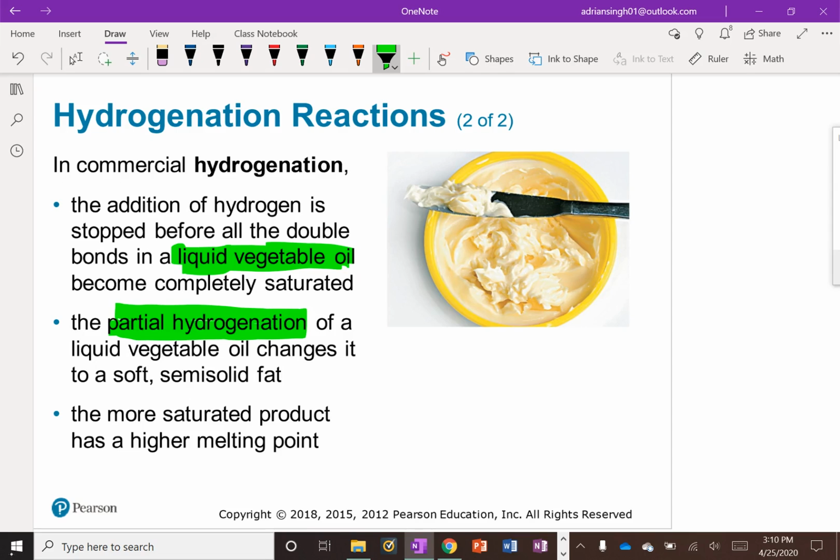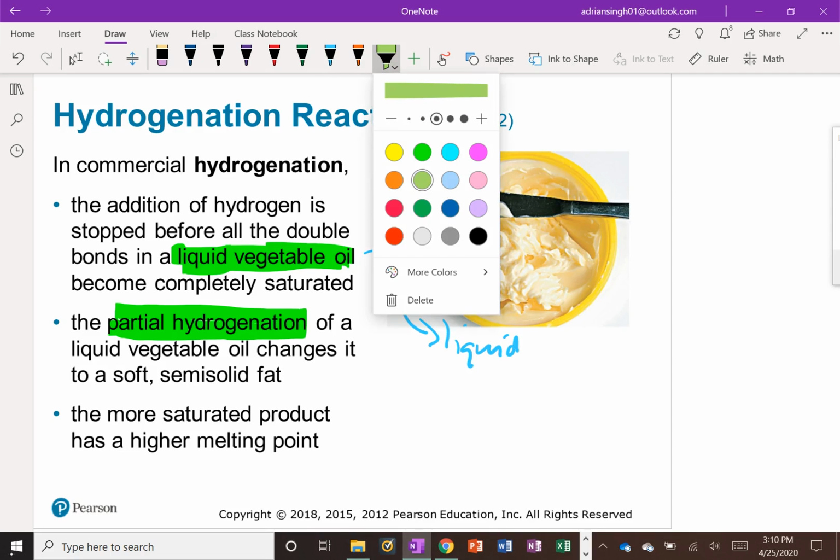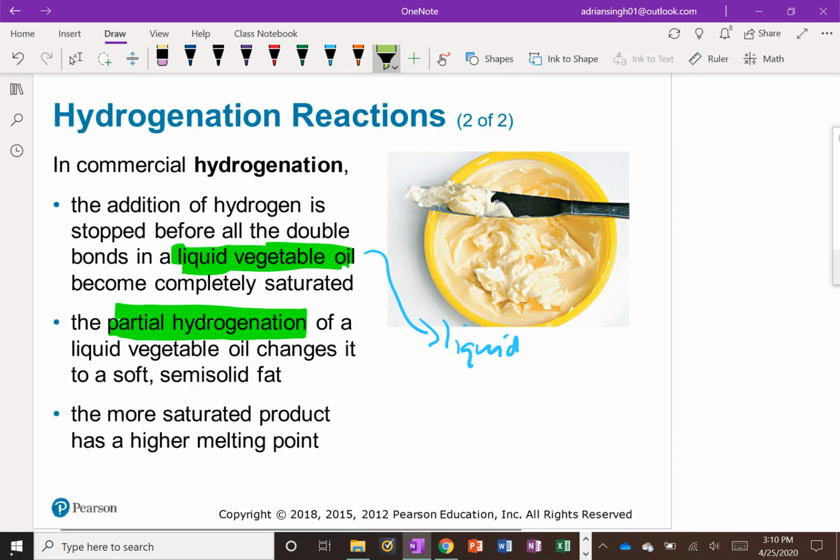So it goes from being a liquid, which is what an oil is, and we end up making slightly different looking things, like soft or semi-soft, solid, or fatty looking things, which obviously have a different texture associated with them. So it becomes more saturated as a result of adding more hydrogens, and as a result of that, it's going to have a higher melting point. It's less like a liquid and more like a solid.